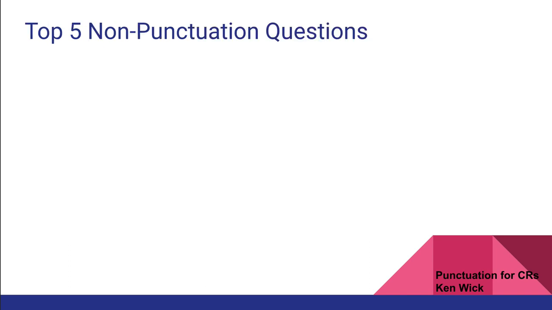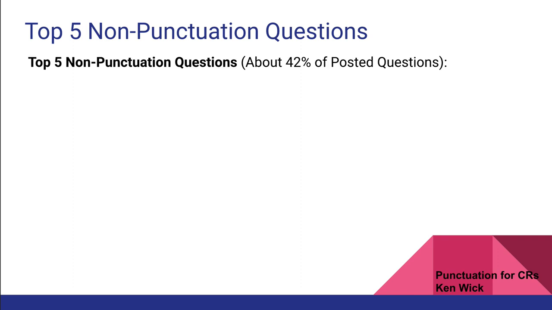I broke down the questions into two types. The first type is what I call non-punctuation questions, and the second type is punctuation questions. Let's first look at the non-punctuation questions. They represent about 42% of the posted questions. The first one, about 22% of the questions, is "I can't make out this word or these words, please help me."